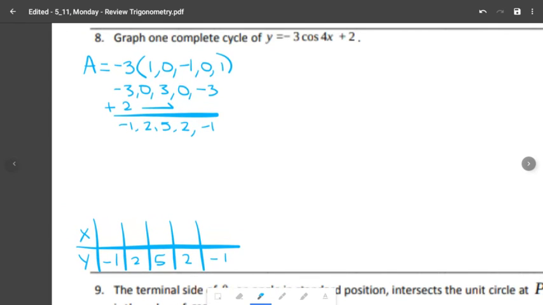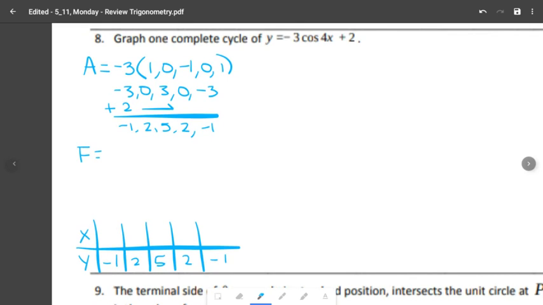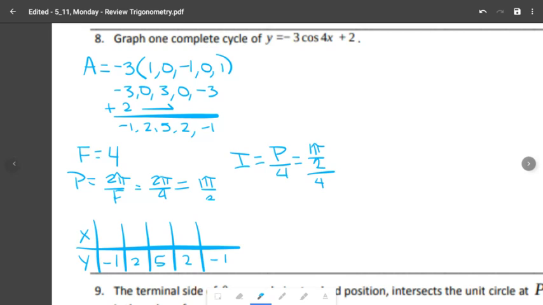To get the x's, remember this is the FPI of AFPI. Frequency is 4. Your period, 2 pi divided by frequency. We have 2 pi divided by 4, which is pi over 2 or 1 pi over 2. And then I, of AFPI, is the period divided by 4. So 1 pi over 2 divided by 4. My I is 1 pi over 8.